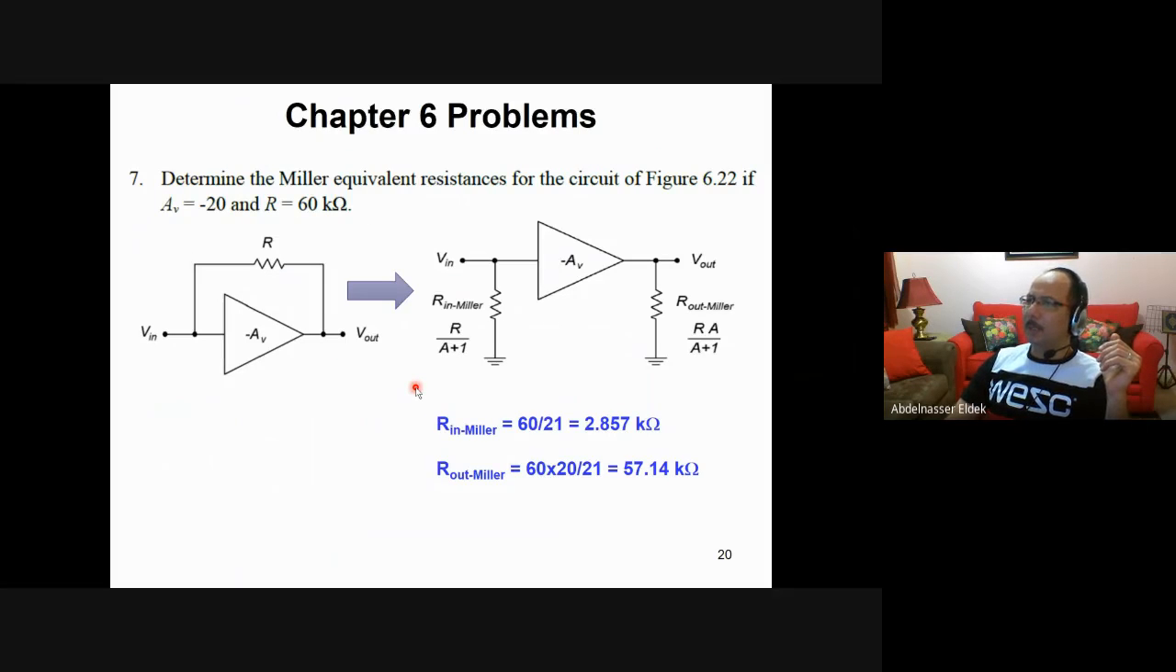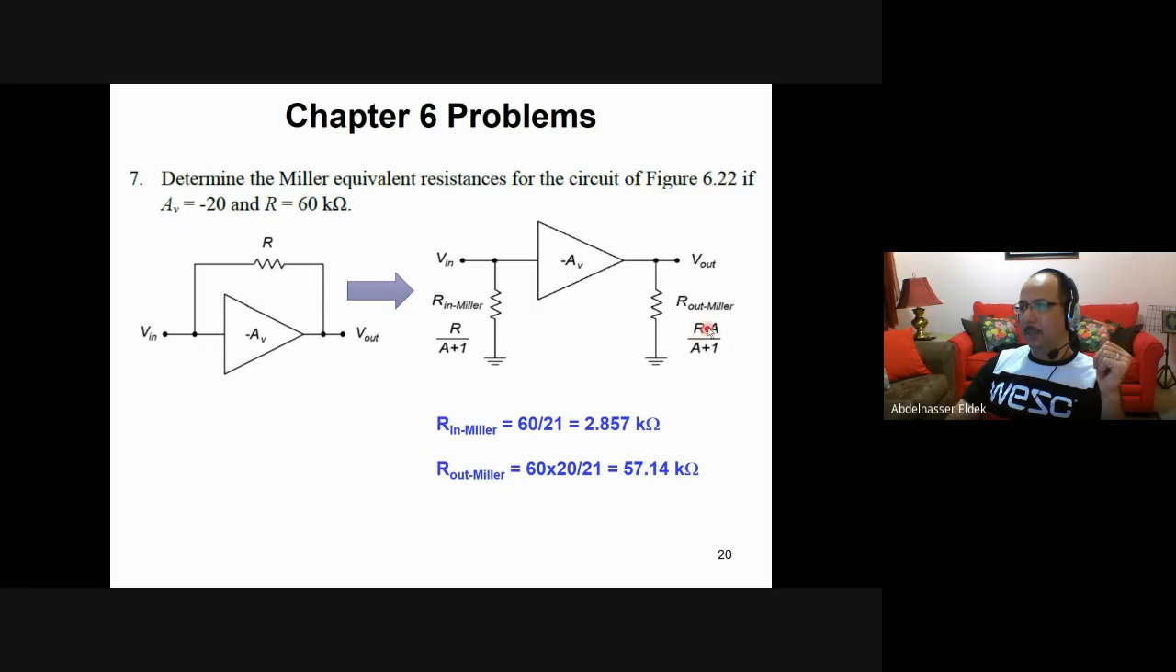This is about Miller equivalent resistance. So if, for example, AV is negative 20 and R is 60K, we need to replace this one here by this one. As I said before, all you have to do is just substitute here to get the input impedance and here to get the output impedance. The input impedance will be R, that's 60K, divided by the magnitude of A, which is 20, plus 1. So it will be R over 20 plus 1.